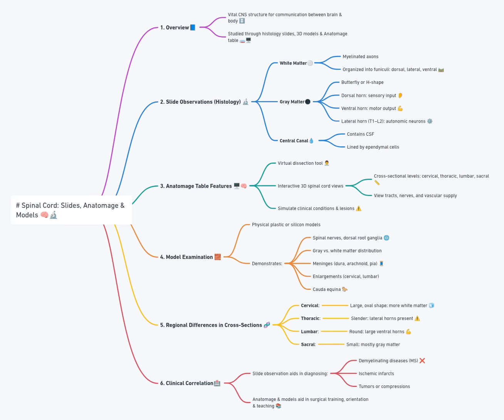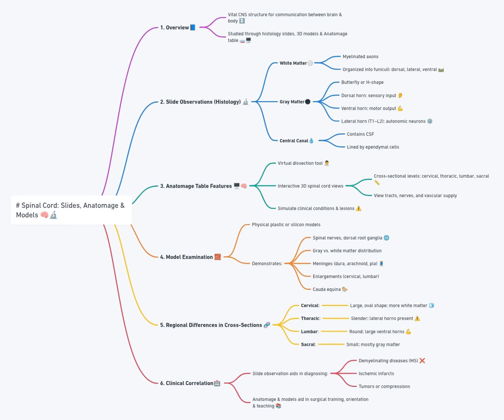Switching to the posterior surface, observe the shallower posterior median sulcus. Lateral to this sulcus, you'll find the dorsal rootlets converging to form the dorsal roots, which contain afferent sensory fibers. The dorsal root ganglia, visible as bulges along these roots, house the cell bodies of sensory neurons.